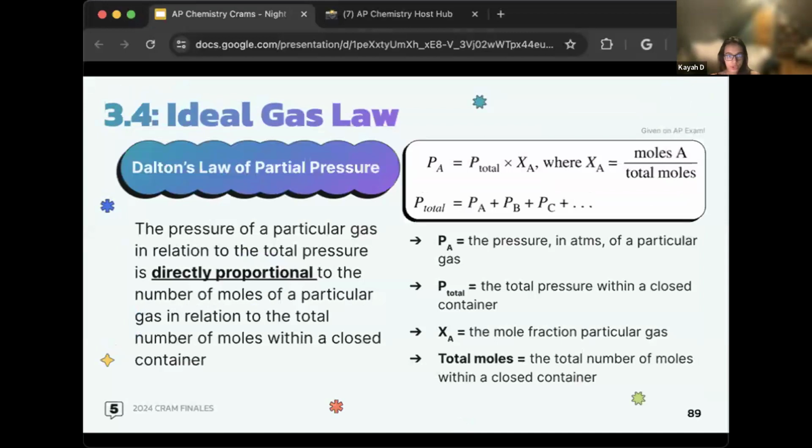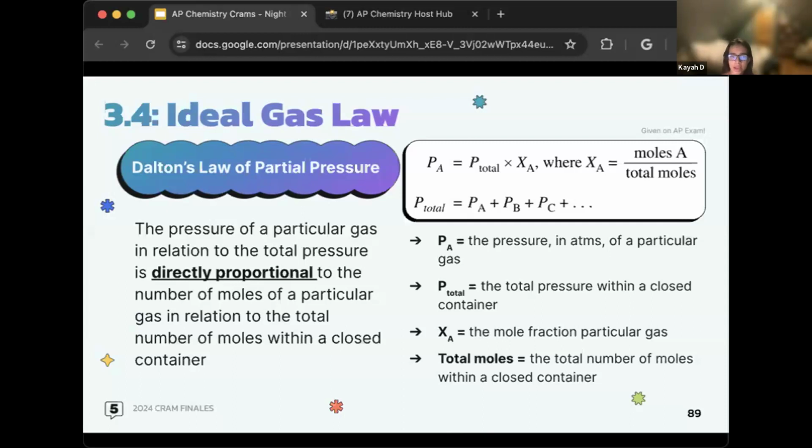So now we're going to get into Dalton's law of partial pressure. Pretty much what this means is the pressure of a particular gas in relation to the total pressure is directly proportional to the number of moles of that gas in relation to the total number of moles within a closed container, right? So let's go over what the different variables are in our formula. P sub A is the pressure in atmospheres of a particular gas.